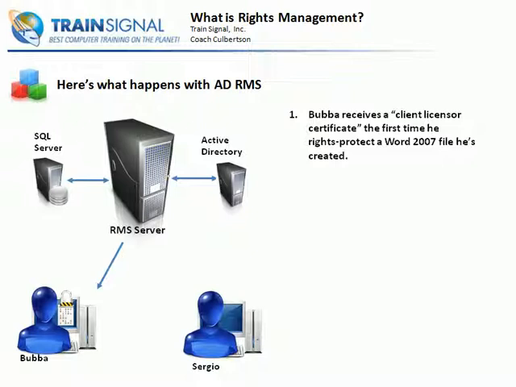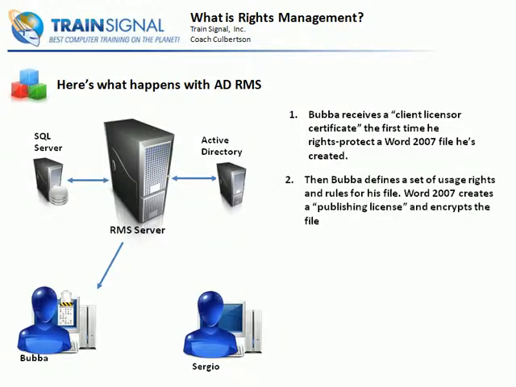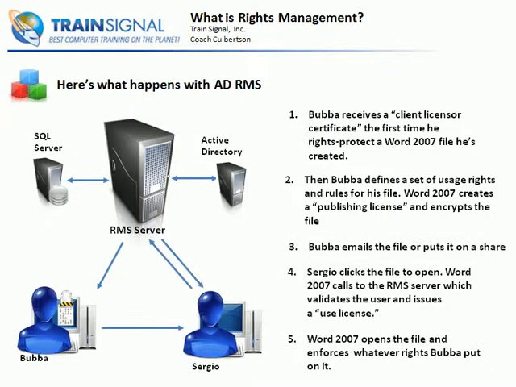All right, so Bubba has an encrypted document. Once he has defined who can do what to the document, Word 2007 creates a publishing license using the certificate that was issued from the RMS server, the client licensor certificate. So then the file gets encrypted with that publishing license.